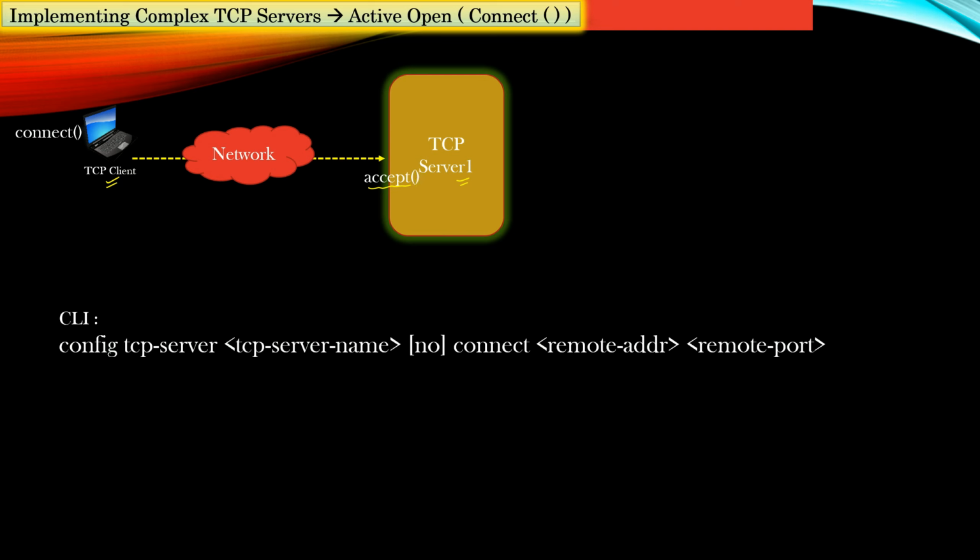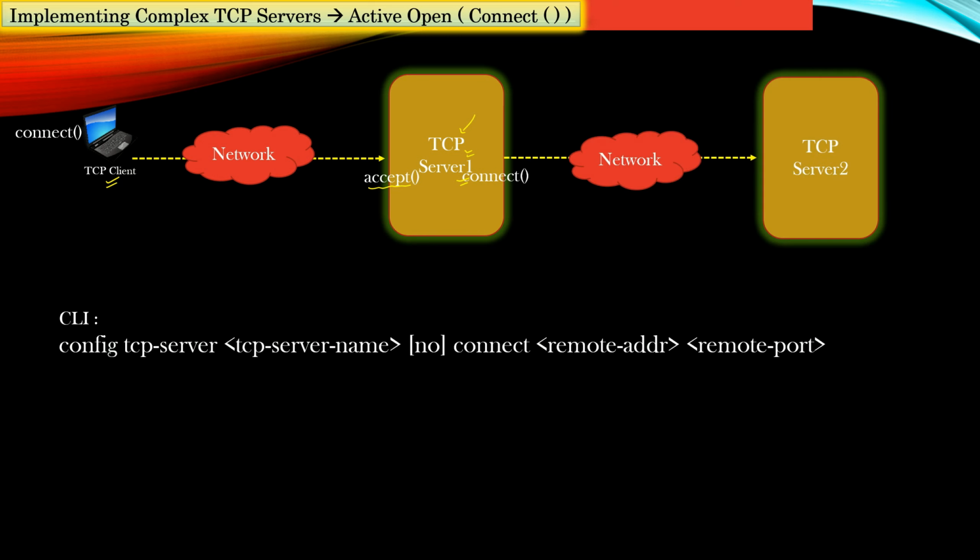But it could also be possible that our TCP server may feel the need to initiate a TCP connection with some other remote TCP server present elsewhere in the network. In that case, our TCP server should have the ability to invoke the connect system call in order to initiate a TCP connection with some remote TCP server. In this case, that remote TCP server is TCP server 2. And that TCP server 2 will then invoke the accept system call in order to complete the three-way handshake between TCP server 1 and TCP server 2.